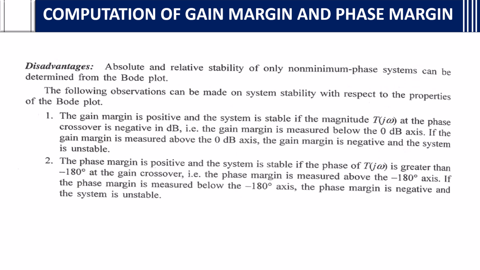The following observations can be made on the system stability with respect to the properties of the Bode plot. The gain margin is positive and the system is stable if the magnitude of T(j omega) at the phase crossover is negative in dB. The gain margin is measured below the 0 dB axis, the same as we have studied. If the gain margin is measured above 0 dB, the gain margin is negative and the system is unstable, as we studied in the graph.